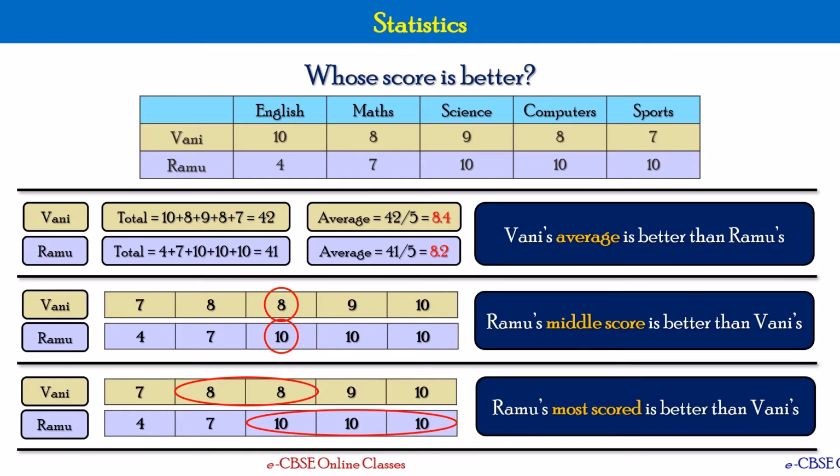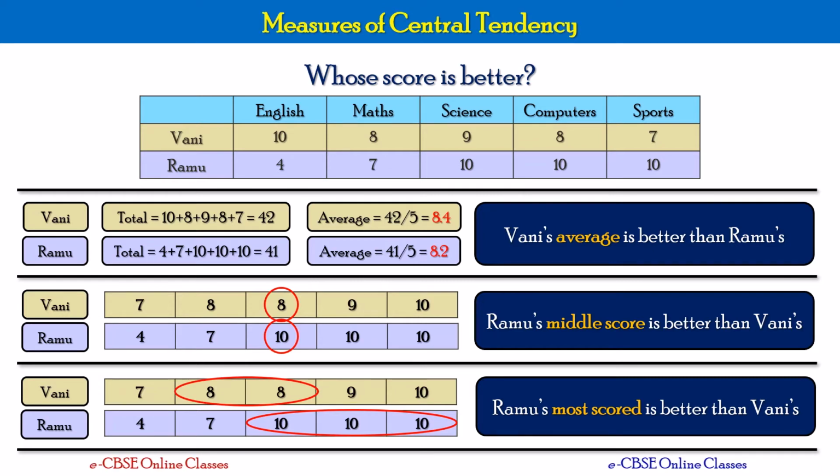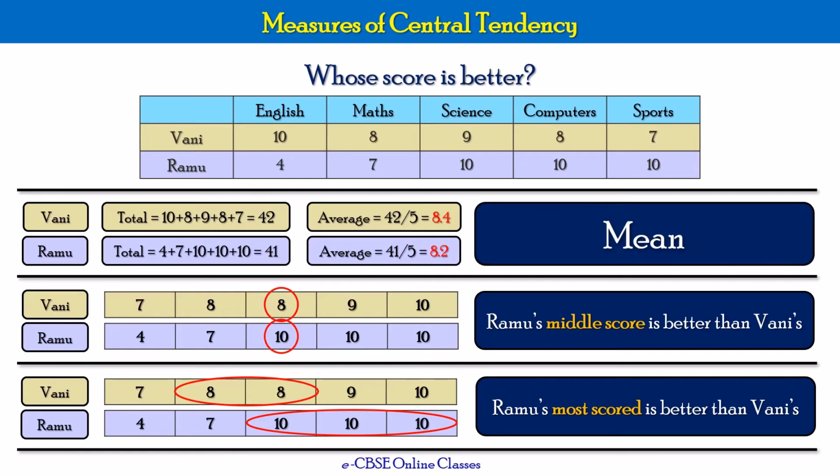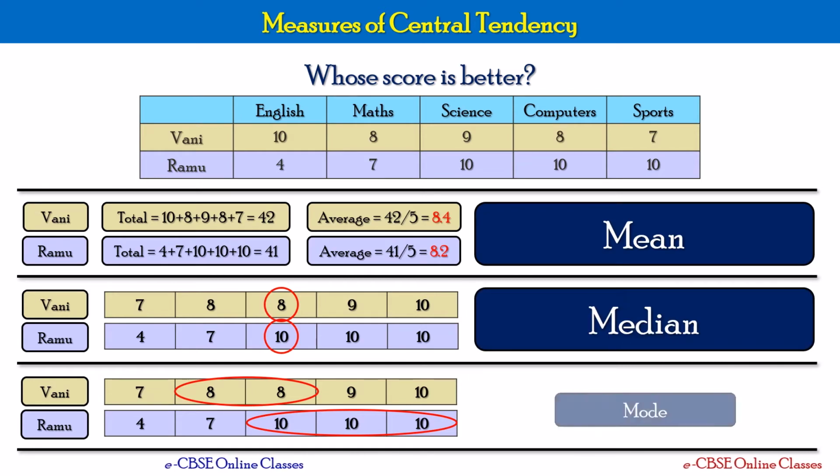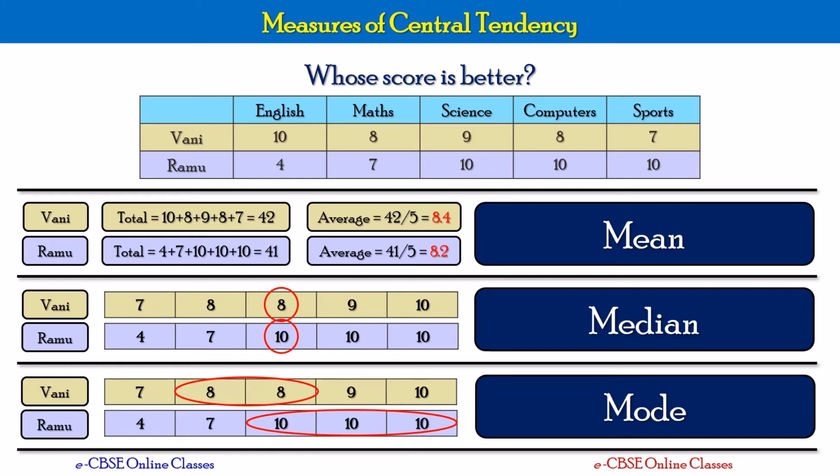Okay. What are all these three? These three are called measures of central tendency. The first one, average, in a formal statistical world is called mean, and middle score is called median, and most scored is called mode. Okay, now let's look at each of these measures of central tendency in detail.